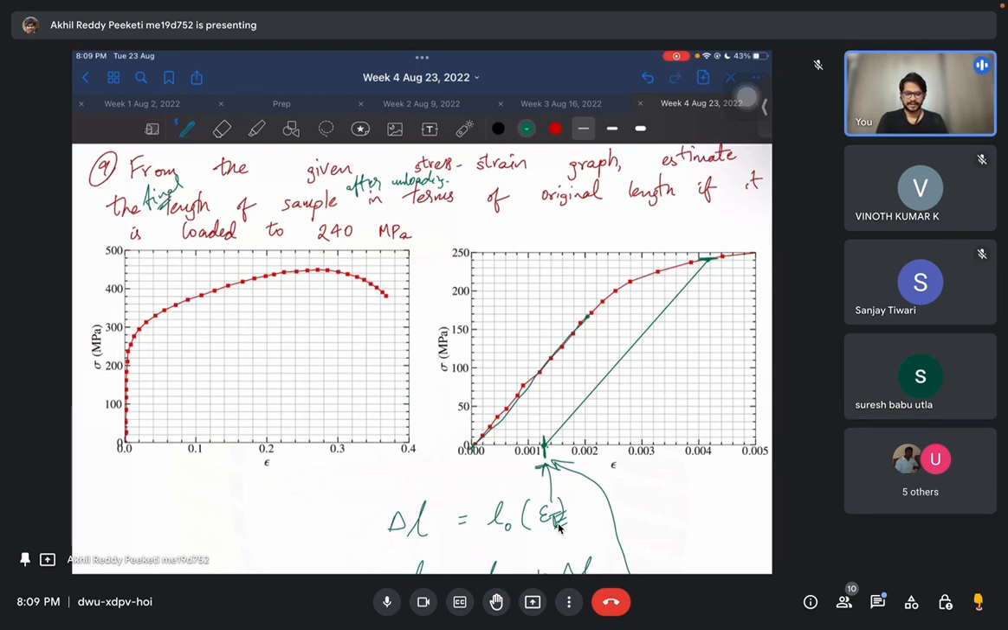Homogeneous means same everywhere, heterogeneous means it's not same everywhere. Till necking, when you are stretching it, every point behaves the same. But once the necking starts, at the necking zone the material is different than the zones which are far away from necking. So it's not homogeneous anymore.